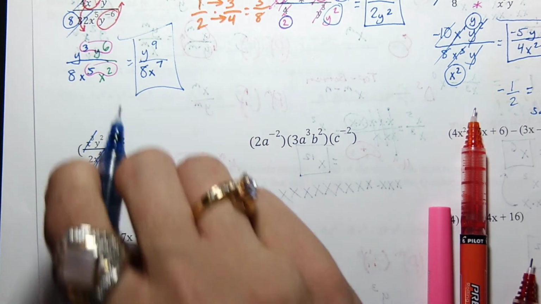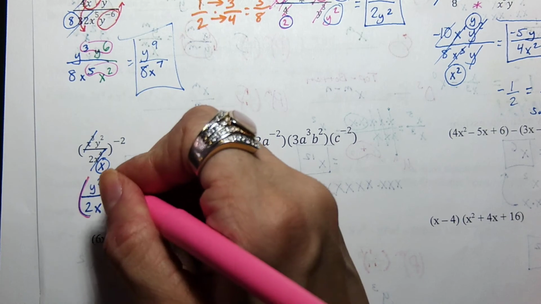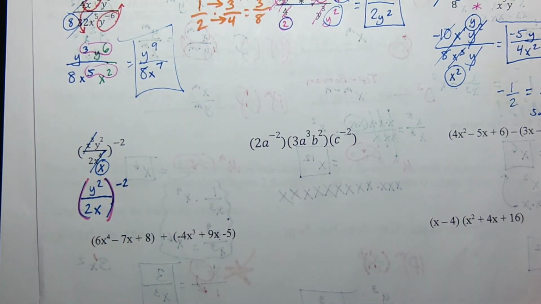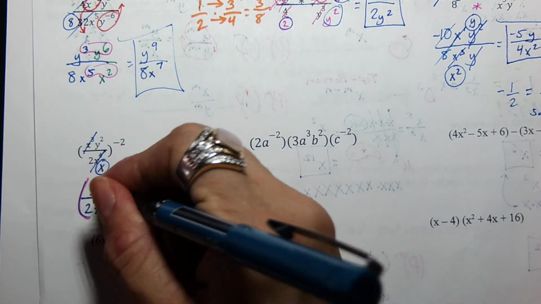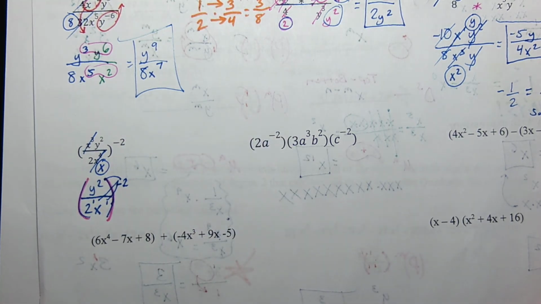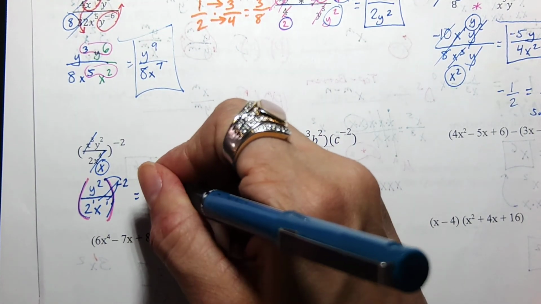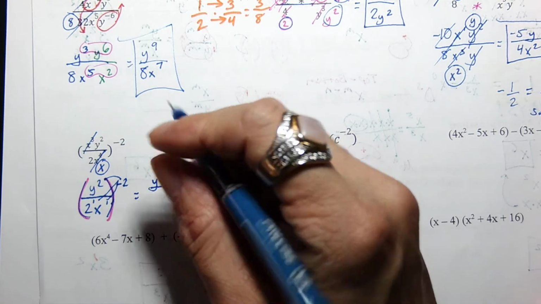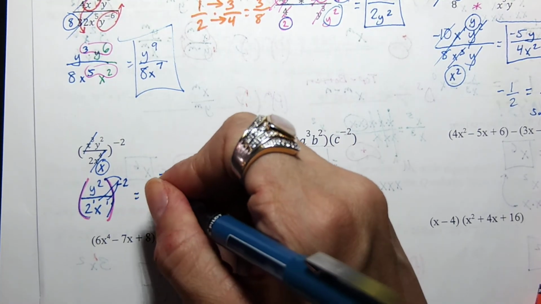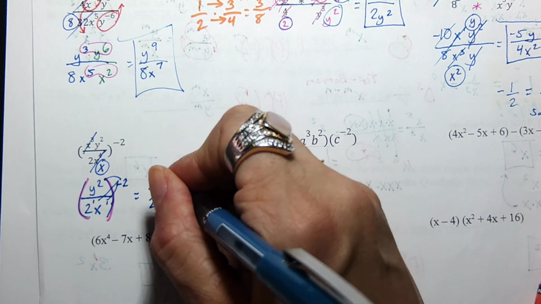And now, we are powering up, so we're going to multiply all those exponents by negative 2. So, three different exponents to multiply. Don't forget about the coefficient having its own power of 1. So y to the negative 4 over 2 to the negative 2, and x to the negative 2.